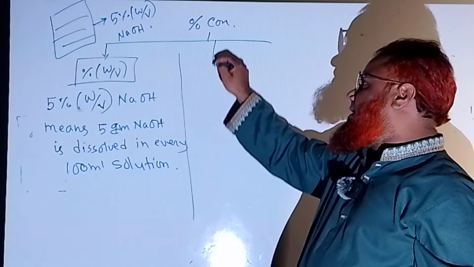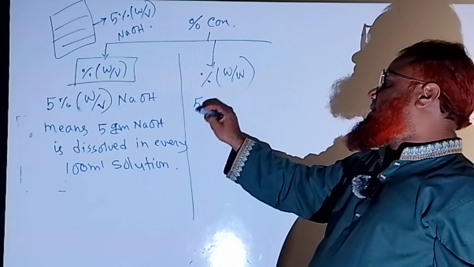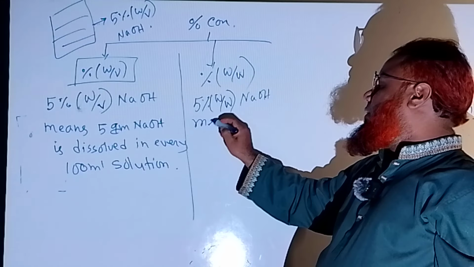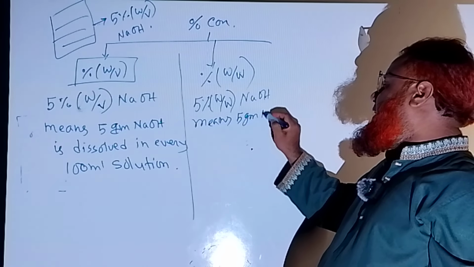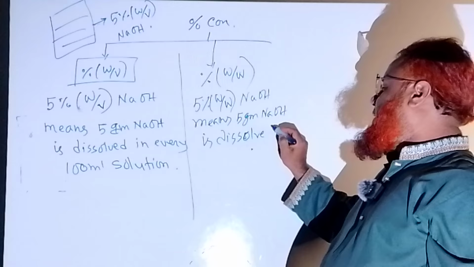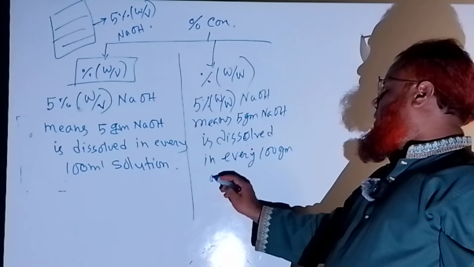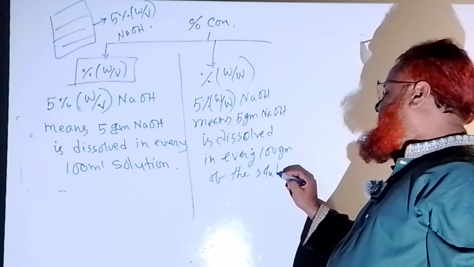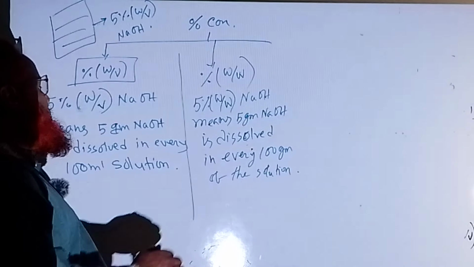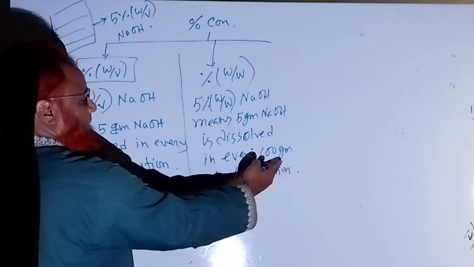So if we write another example, percentage W by W. For example, the same example, 5% W by W sodium hydroxide. It means 5 gram NaOH is dissolved in every 100 gram of the solution. Here the solution is now expressed in gram, that is a mass unit. So in W by V the solution part is measured in ml or volume, and here it is measured in gram.